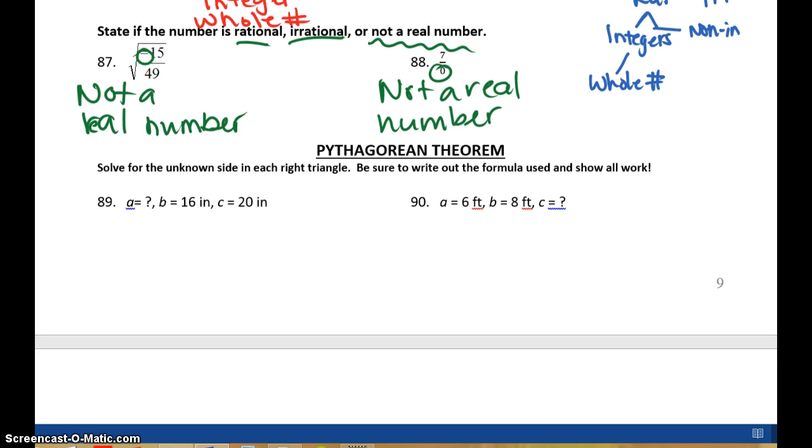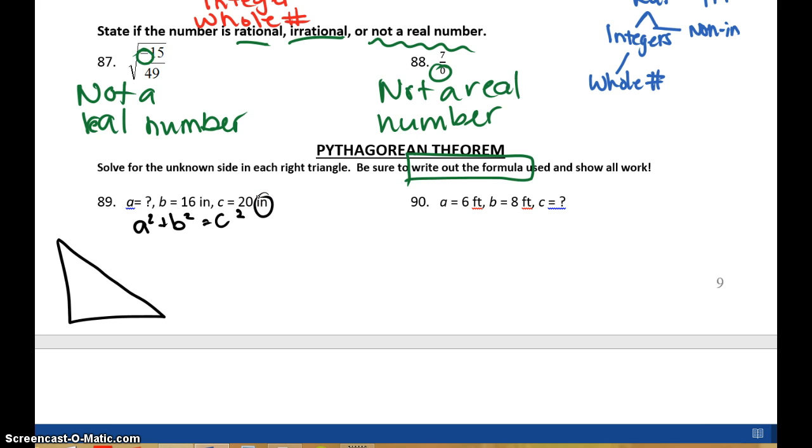It says solve for each unknown side of each right triangle. Be sure to write out the formula used and show all of our work. Now we have to write the formula each time we're doing this. And the Pythagorean theorem is that a squared plus b squared equals c squared. Again, draw a picture. Draw a right triangle. Make sure we're paying attention to what units we're using. In this case, it's inches. And we're going to label what we know.